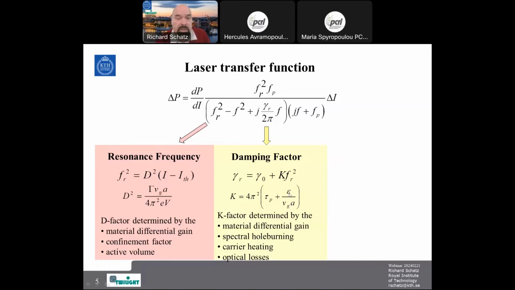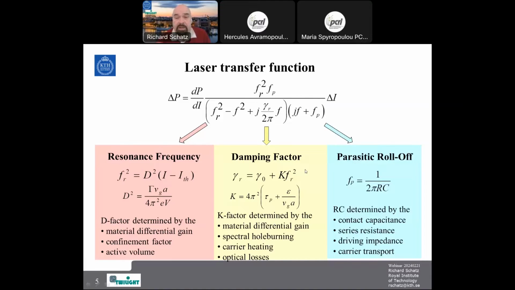But it's also given by the nonlinear gain here, the gain compression of your laser, and the photon lifetime here. So if you want to have a low damping, you should have a small photon lifetime, a small nonlinear gain, and a large differential gain. And this nonlinear gain is determined by spectral hole burning and carrier heating, whereas the photon lifetime is determined by the mirror reflectivities and the losses inside the laser.